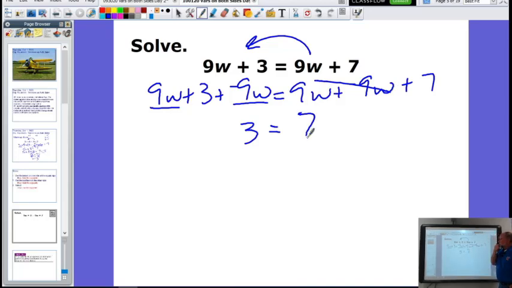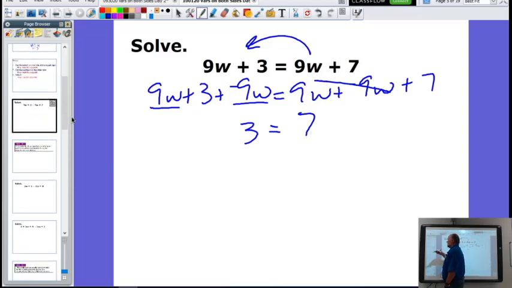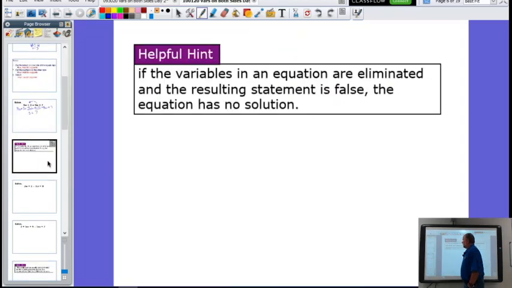So, the strange thing in this particular problem is that my letters went away. But it also needs you to look at, what about that 3 equals 7? Is that a true statement? Well, I need you to write something down for me. Here's kind of a crazy thing. It says, if the variables in an equation are eliminated, in other words, they disappear, and the resulting statement is false, the equation has something called no solution as a solution.